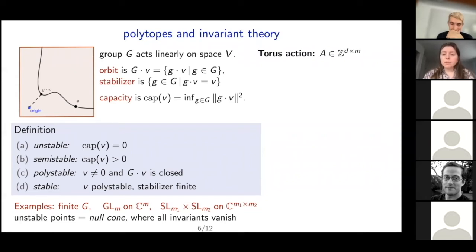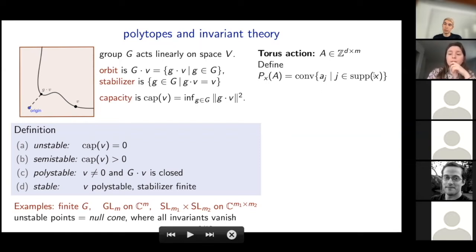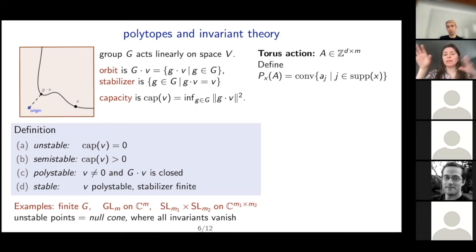Okay, great. So let's see what all of this looks like for our torus action. Our action was given by this matrix of integers. Before, I defined the polytope P(A) to be the convex hull of the columns of the matrix A. I'd now like to define a modification, or a subpolytope, of P(A) called P_x(A). This is the convex hull of the columns of A indexed by some j that lies in the support of our vector x. So P_x(A) only notices the columns of A that are in the support of x. Whenever x has full support, P_x(A) is just the same as our original P(A), the convex hull of all the columns. If x is 0, then it's empty, and in between we get various subpolytopes.